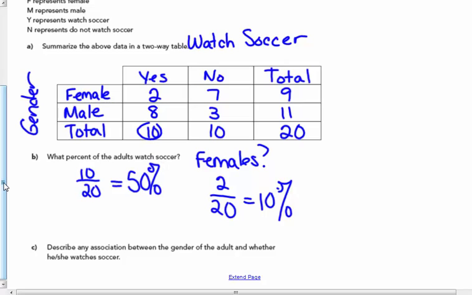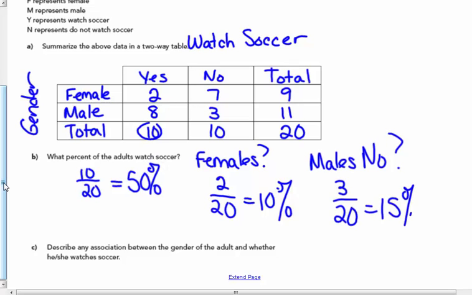What if it asked how many males didn't like watching soccer? That would be 3 out of 20, which would equal 15%. So they could have asked lots of questions.